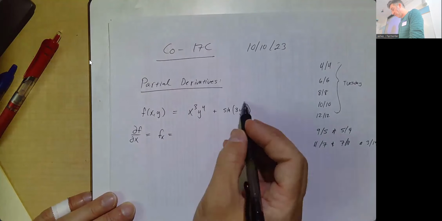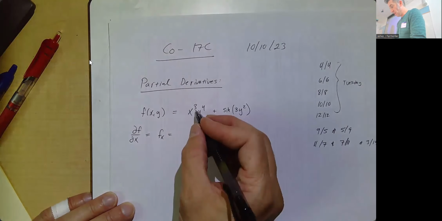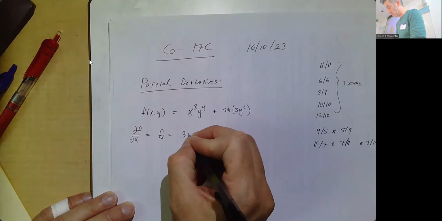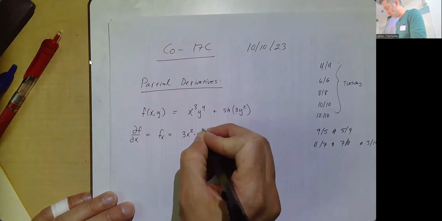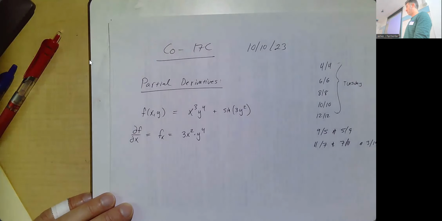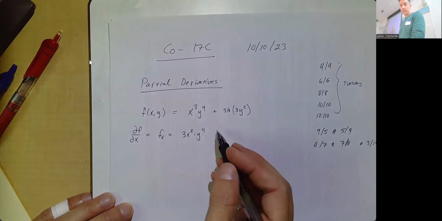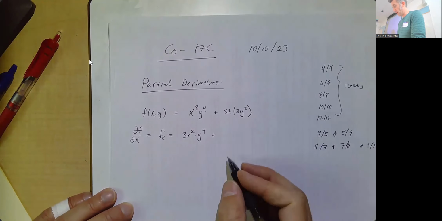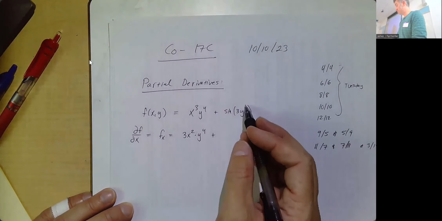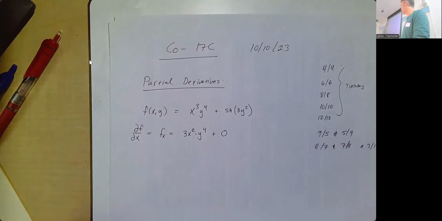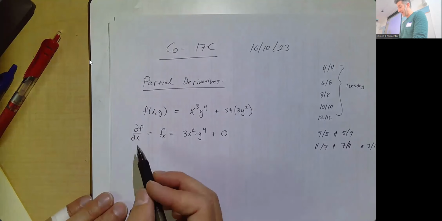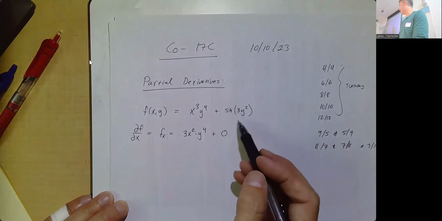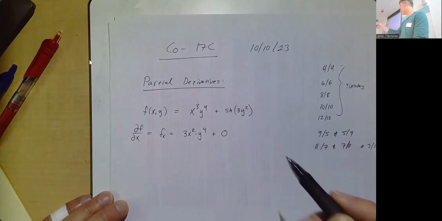And I'm going to take the derivative of all of this with respect to x. So the derivative of x cubed is 3x squared. Leave the multiple alone. y to the fourth is just a constant. When you multiply by a constant, that constant just hangs out. Plus, I don't see any x's there, so its derivative is 0, because the derivative of a constant is just 0. And as far as x is concerned, sine of 3y squared isn't changing as x changes.